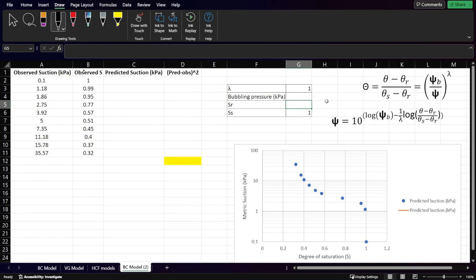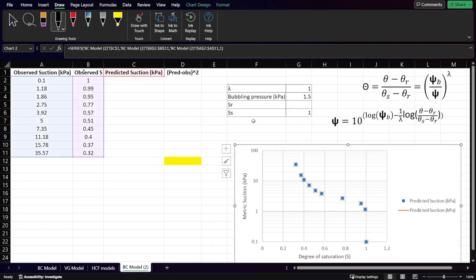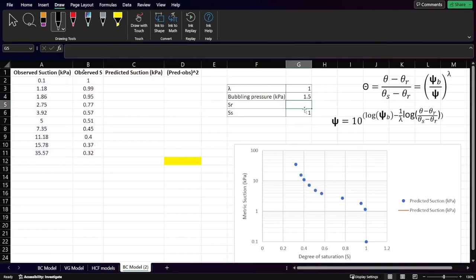So here I'll put the bubbling pressure value as, let's say, 1.5. The Sr value, the residual saturation, we can obtain from this plot, which is nothing but the values obtained from the experiment plotted. You will note here that the degree of saturation when the matrix suction is the highest is around 0.3.